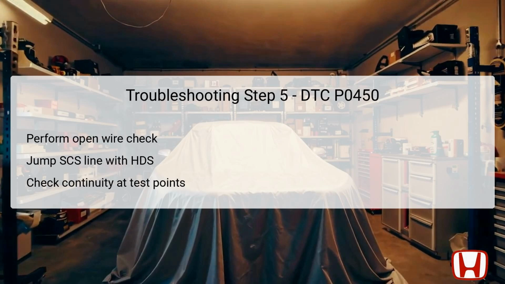The fifth step involves conducting a thorough open wire check specifically for the P-tank line. Begin by turning the vehicle to the off-lock mode. Then, use the HDS to jump the SCS line, which is a special test function, and ensure to wait for over 1 minute. After this, disconnect the PCM connector A, 50P. This requires caution to ensure no damage occurs to the connector terminals.